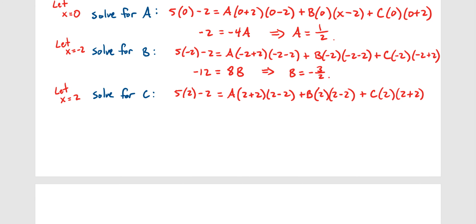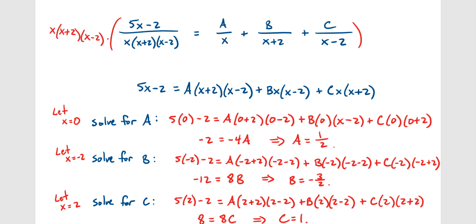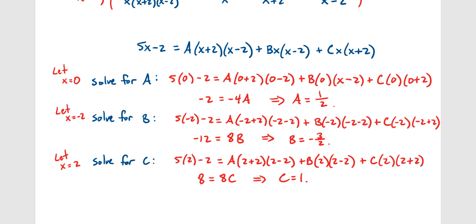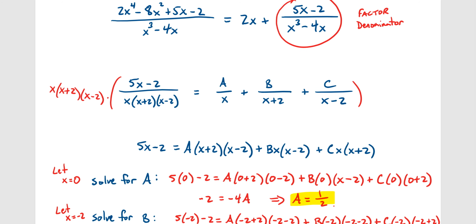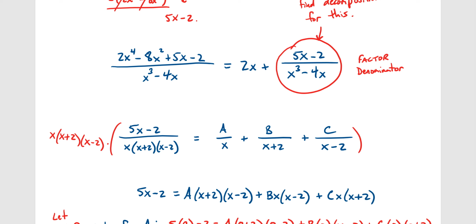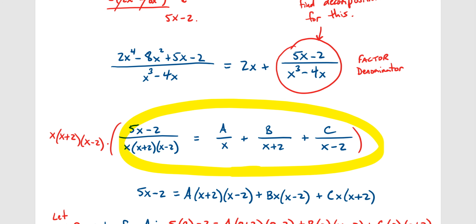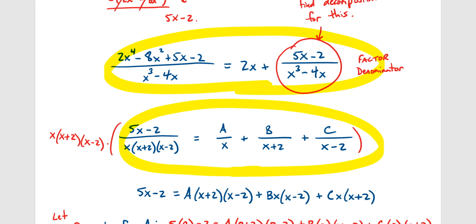So on the left we get 10 minus 2, so 8. 8 equals, the a and the b cancel because they both have a 2 minus 2, so 0 in them. For c, we end up getting 8c. Solve that for c, we get c equals 1. Okay, so we have our a value, we have our b value, and we have our c value. So all we have to do is take those and plug them in to here. And then to finish it off, let's plug it into this whole entire thing.